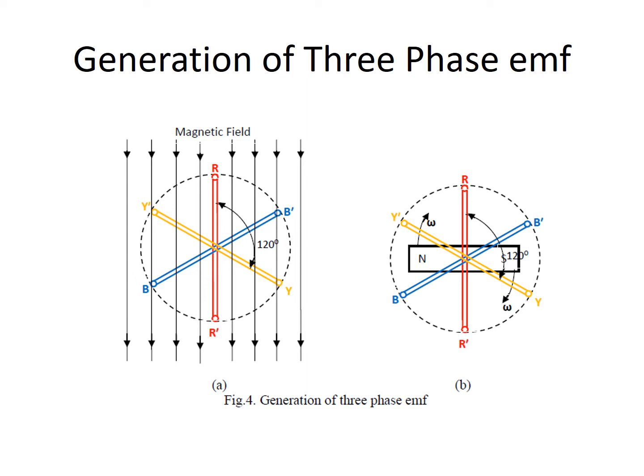Here we can observe a stationary magnetic field, and the coils are rotating: three sets of windings, one is R, R dash, another B, B dash, and Y, Y dash. The three windings are rotating in the stationary magnetic field. According to electromagnetic induction, Faraday's law, whenever the flux linking with a conductor changes, EMF is induced across the conductor. The same concept is applied even in three-phase circuits.